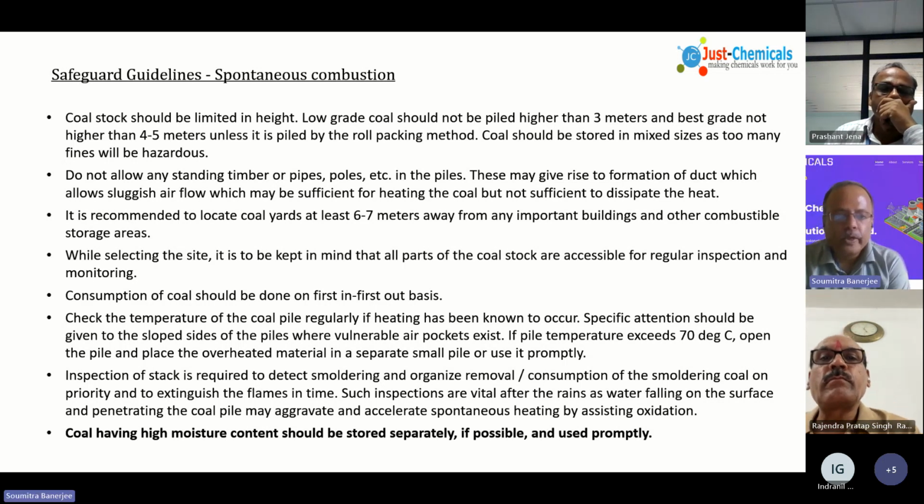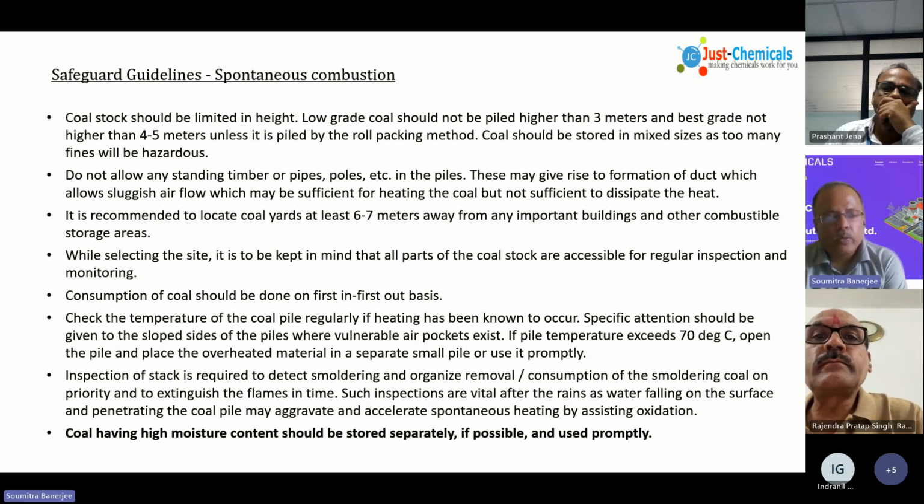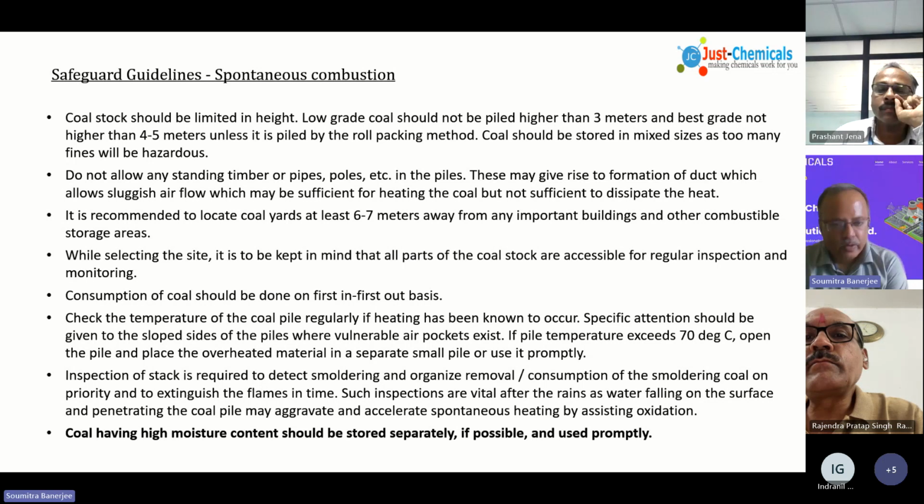Consumption of coal should be done on a FIFO, first in, first out basis. This is very important even for spontaneous combustion. Check the temperature of the coal pile regularly. If heating has been known to occur, specific attention should be given to the slope sides of the piles where vulnerable air pockets exist, and these are inevitable. The vulnerable coal pile air pockets will exist in these slope sides. So keep on checking the temperatures.